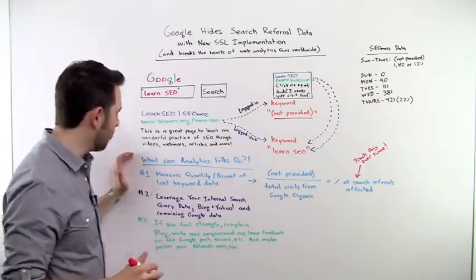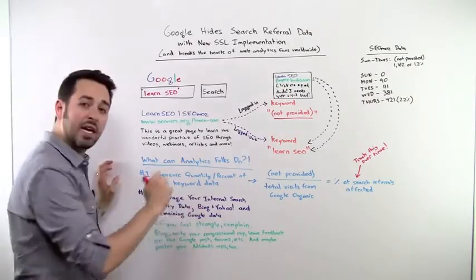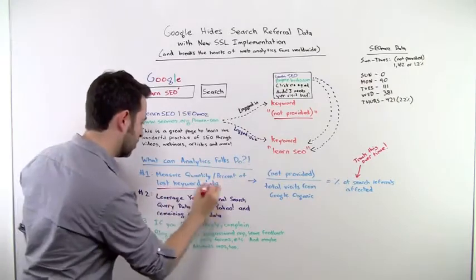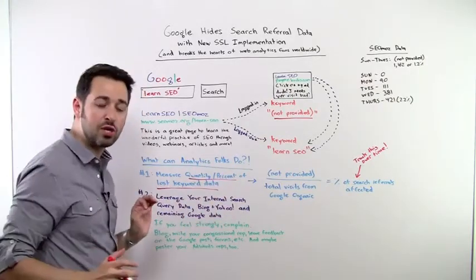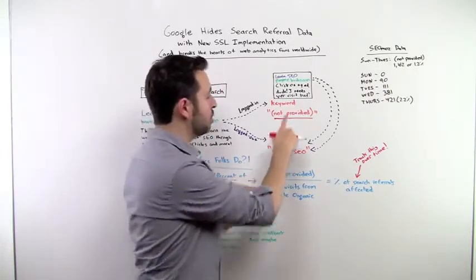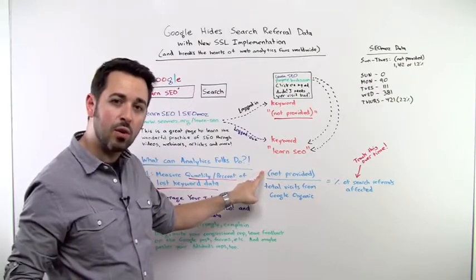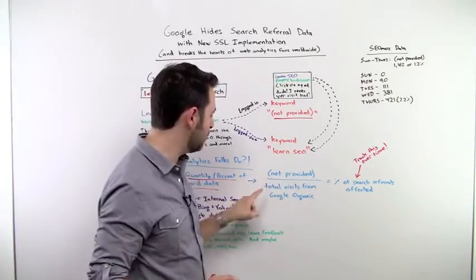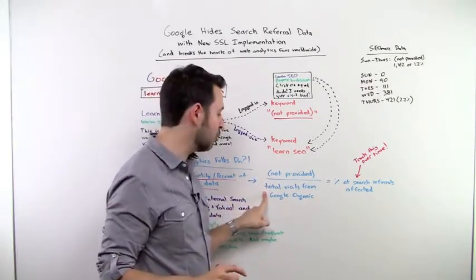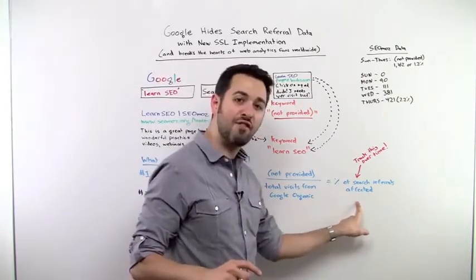And so there's a couple of things that I would recommend. First off, you should be measuring the quantity and percent of the lost keyword data. That is a very important metric that you're going to want to track over time. To do this, you simply go to your web analytics tool, you grab the number of not provided keyword referrals, visits that came to you, divide that by your total visits from Google Organic, and you will get the percent of search referrals affected by this.